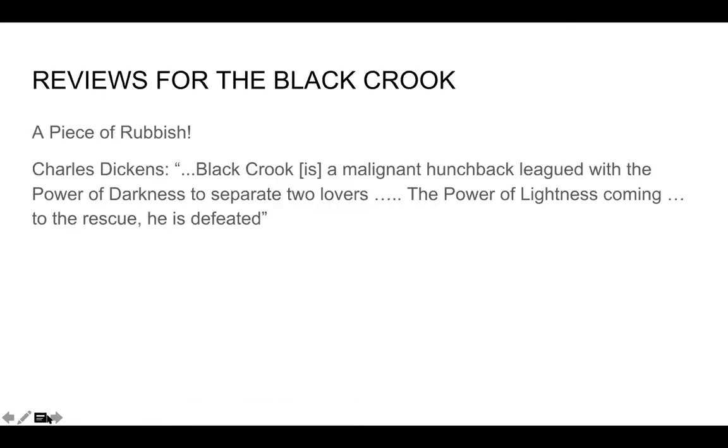Okay. So here's some of the reviews for the Black Crook. It's a piece of rubbish. Charles Dickens, and there's a whole quote from him in your book. It says the Black Crook is a malignant hunchback leagued with the power of darkness to separate two lovers and the power of lightness coming to the rescue. And then the darkness is defeated, right? So clearly the story portion is not thought to be very literary, not going to win a Pulitzer Prize, not a great story, a piece of rubbish.